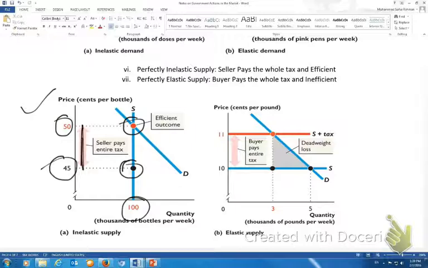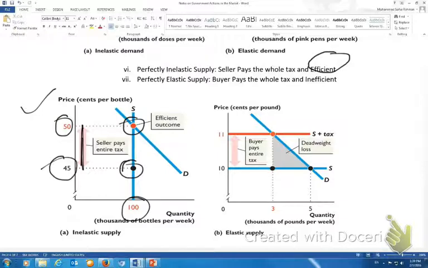So in this case, again, this is interesting because the seller is paying the full amount of tax, but notice that there is no divergence between the marginal cost and marginal benefit. There is no change in production, which means that this tax really does not affect the production. It doesn't have any effect on the consumer surplus or the producer surplus. Hence, surprisingly, for an inelastic supply curve, the market is actually efficient. This tax is efficient. So that's our point number 6.